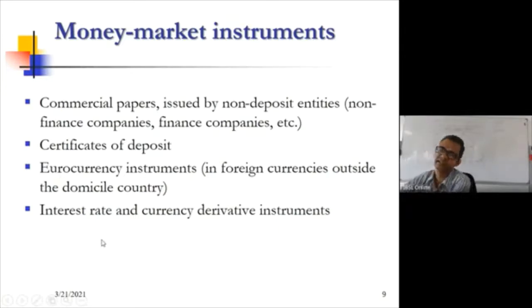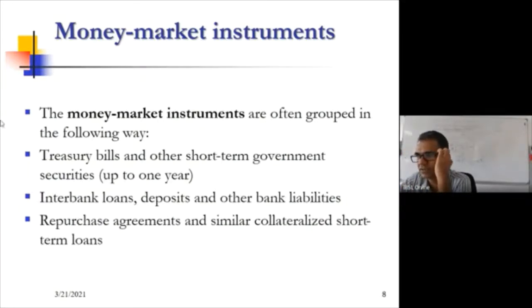Then the last one is interest rate and currency derivative instruments, which can be used in the money market either to speculate or to hedge your risk. So under money market, we are not going to discuss any derivative instrument which we can use in the money markets. We'll discuss all these when we are discussing derivative instruments. But basically, under this topic, we are going to discuss treasury bills, repurchase agreements and commercial papers.